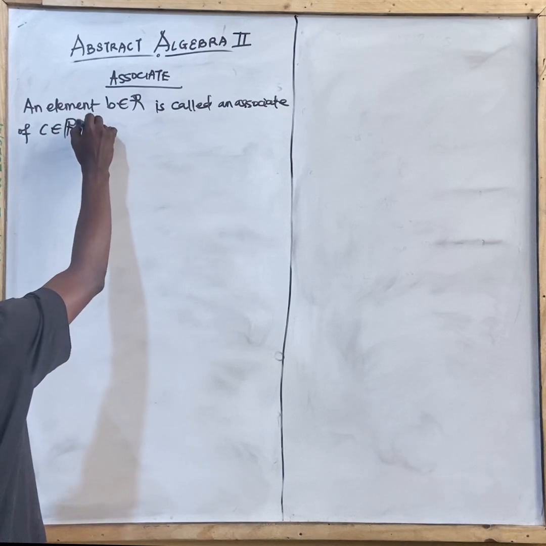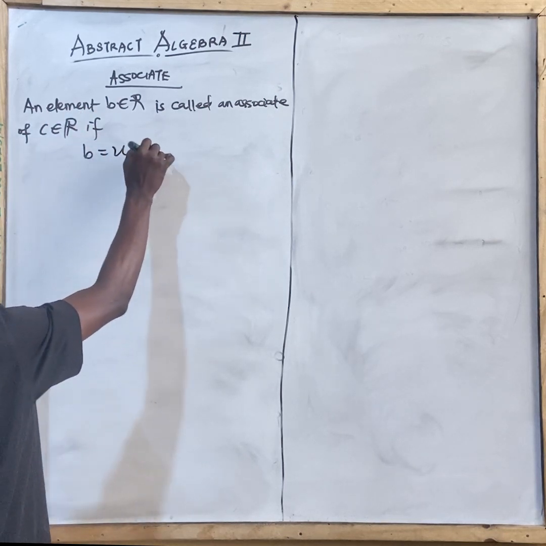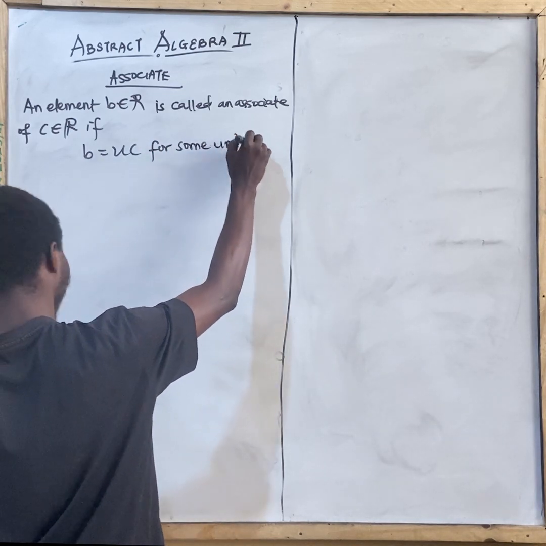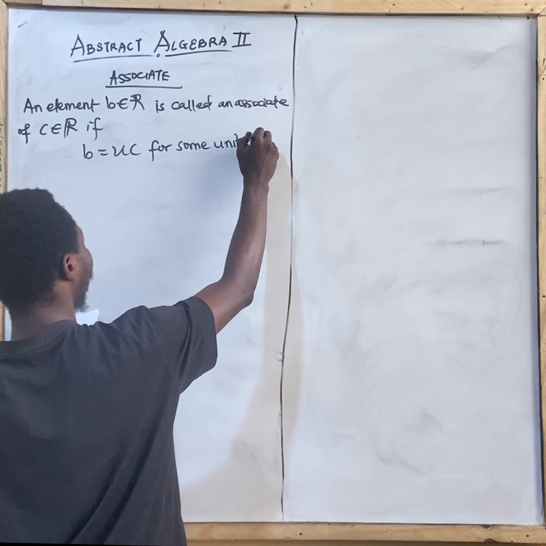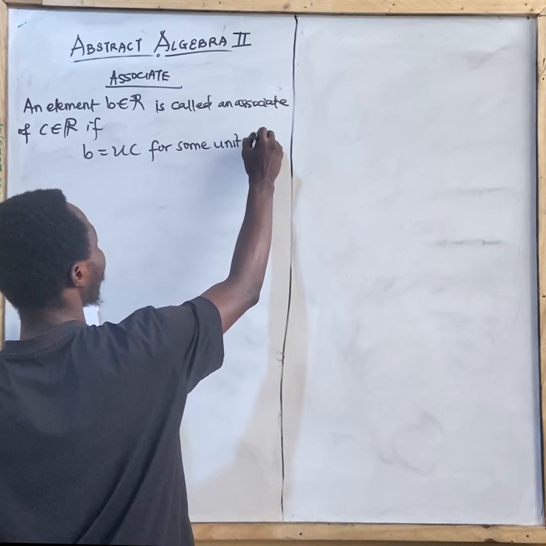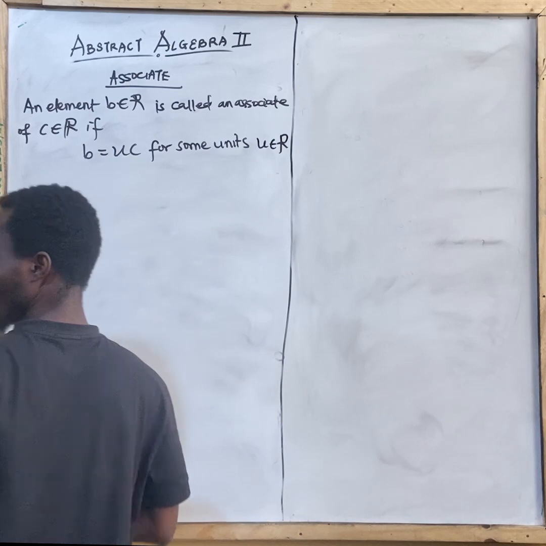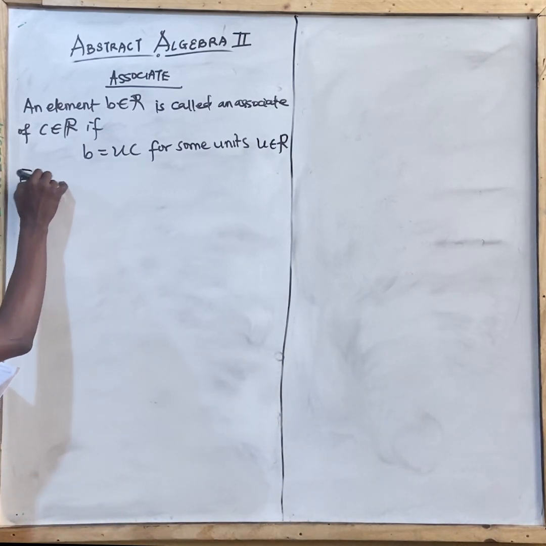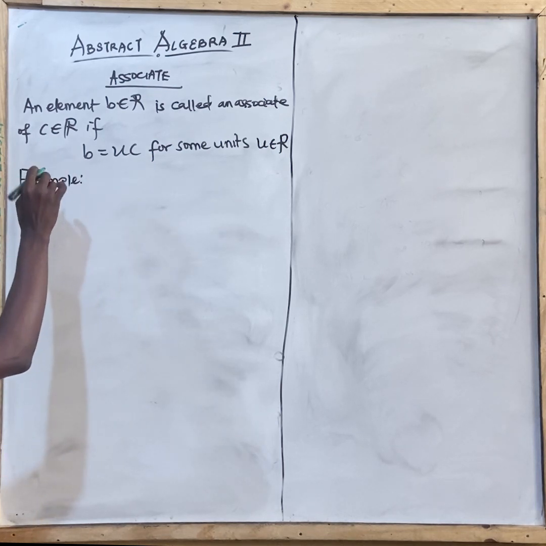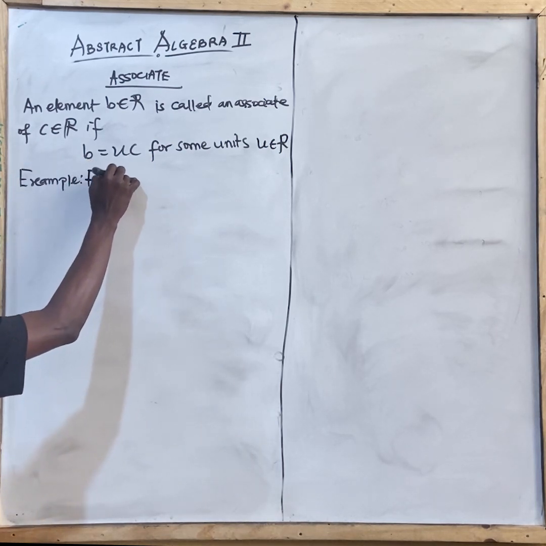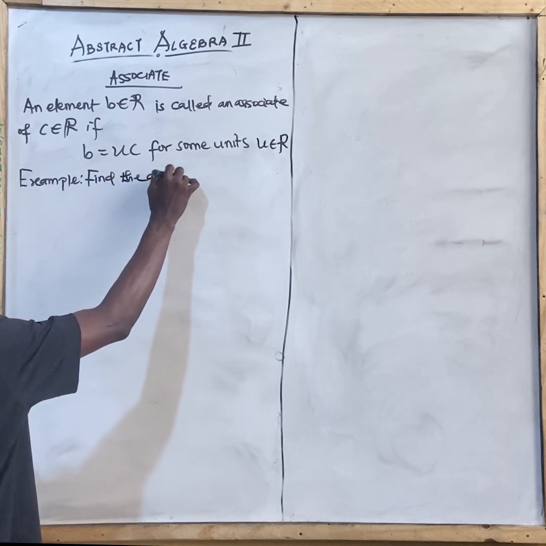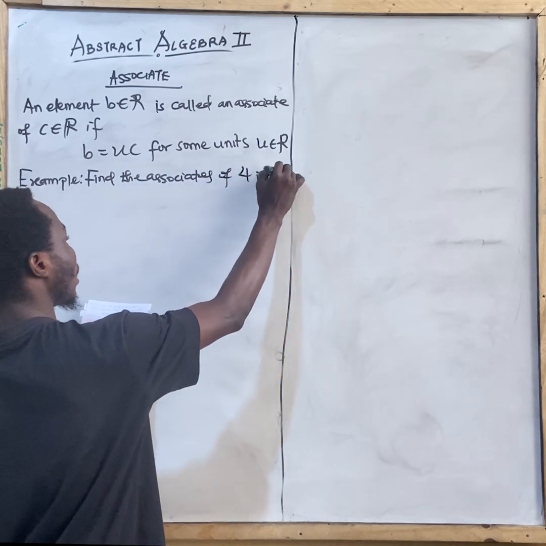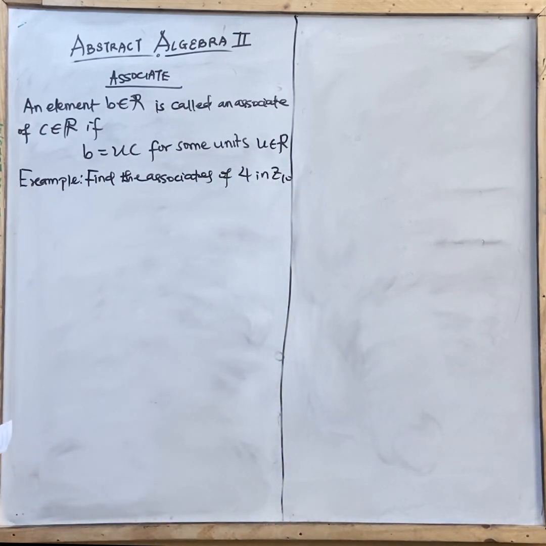In R, if B is equal to UC for some units U in R. So let's take for example, we were asked to find the associate of 4 in Z10. I want to find the associate of 4 in Z10.